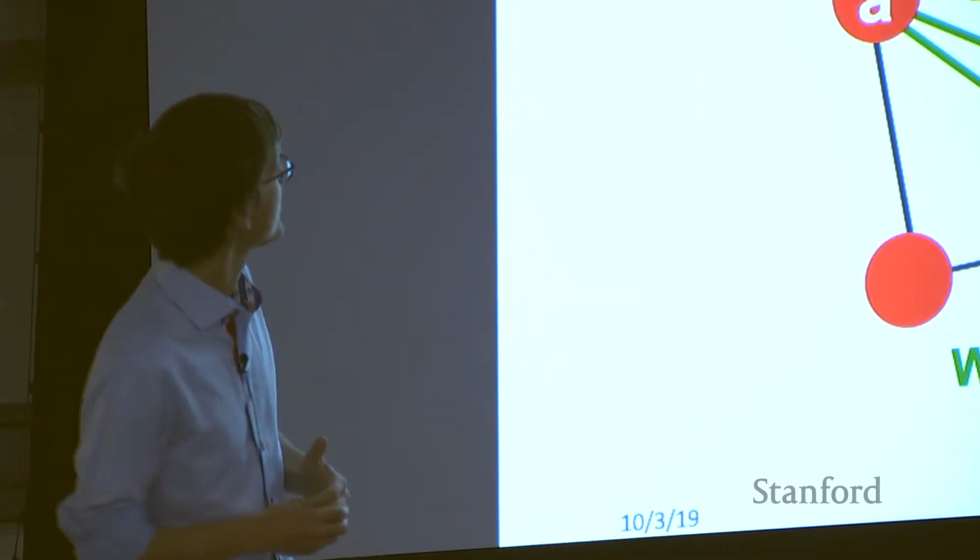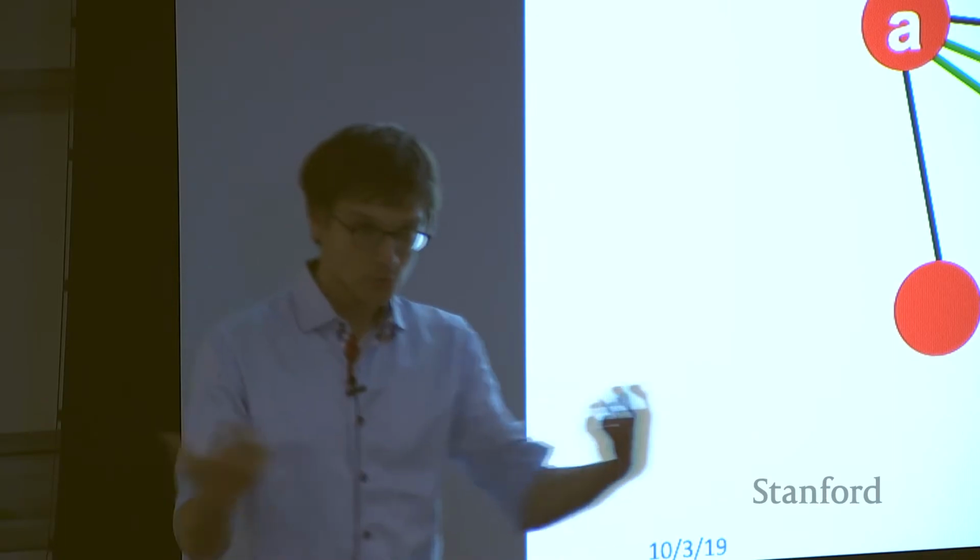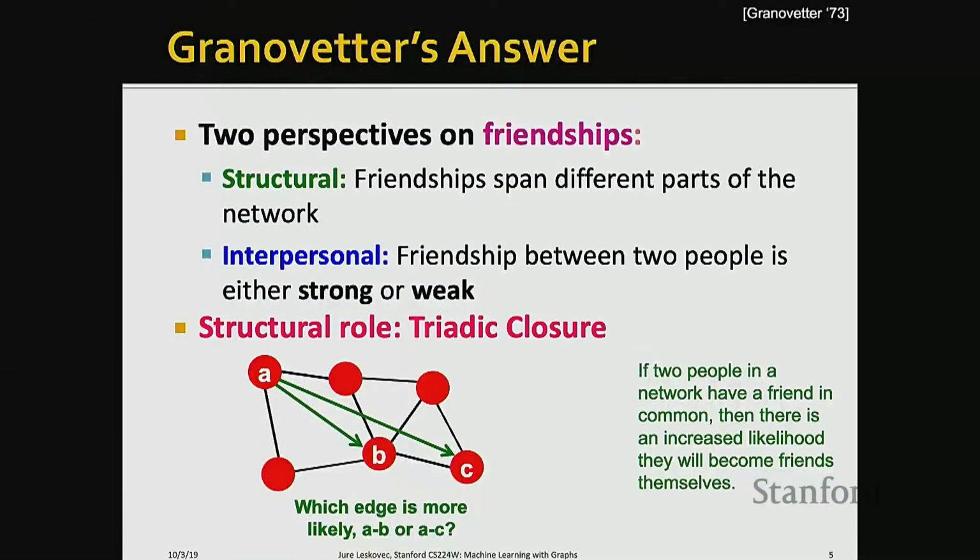Okay, and here is his explanation. He said that there are two perspectives on a link in the network. There is a structural perspective, in the sense of what parts of the network this link connects. And then there is the interpersonal perspective, where you ask whether a link to some person is strong, which means it's a real close friendship, or a weak link, which is the casual acquaintance type of link. And he came up with this explanation to say, okay, how do this structural and interpersonal view of a link relate to each other?